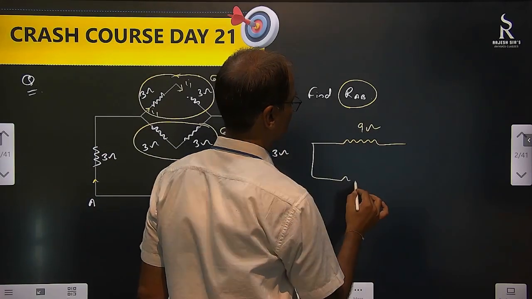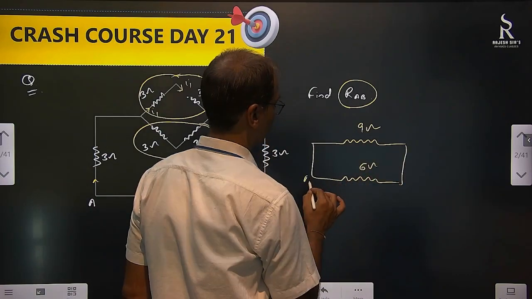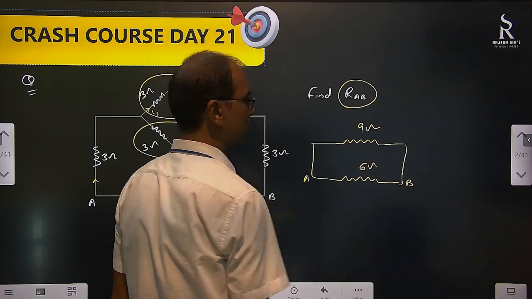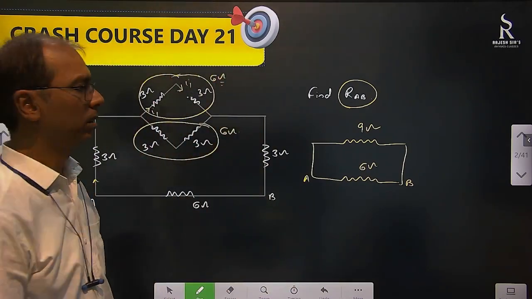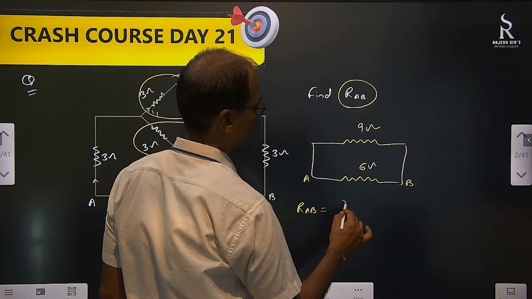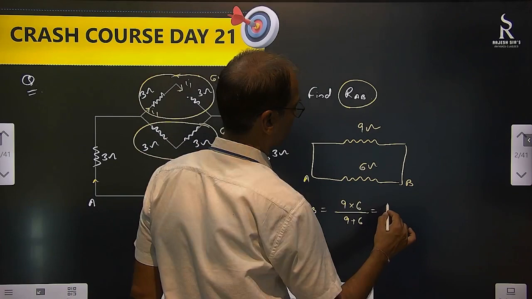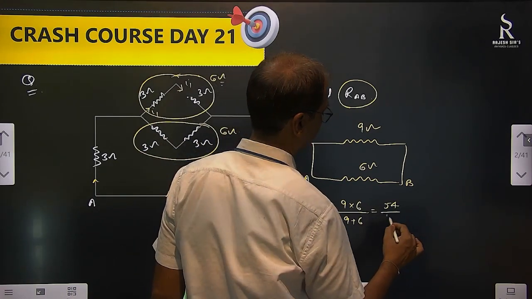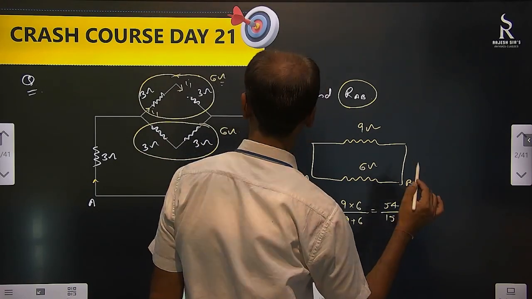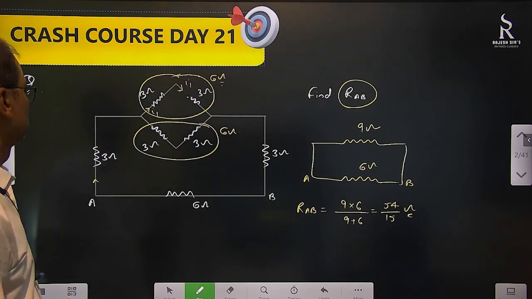And here is 6, and this is AB. What can we say about 9 and 6? They are parallel again. What is RAB? We know RAB is equal to R1 R2 by R1 plus R2, 9 into 6 by 9 plus 6, 54 by 15. We can simplify that. Okay, clear? Alright.